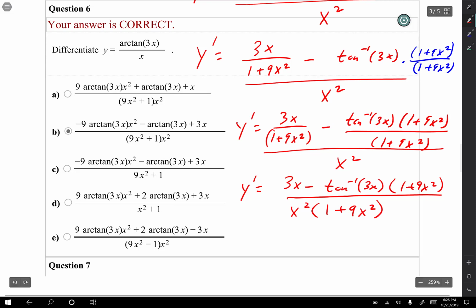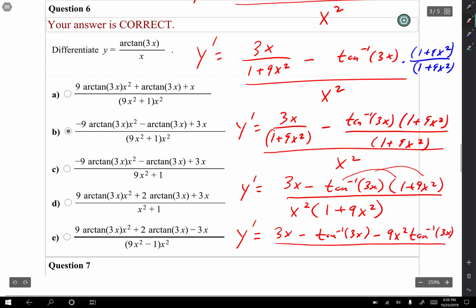So now I'm going to distribute this. So it looks like a lot, guys. Relax. I'm just showing every step. You might not need to take so many steps. 3x minus arctan of 3x minus 9x squared arctan of 3x, all over x squared times (1 plus 9x squared). And that's what I would look for, guys. I like to put the 9x squared in the front. They did not do that.